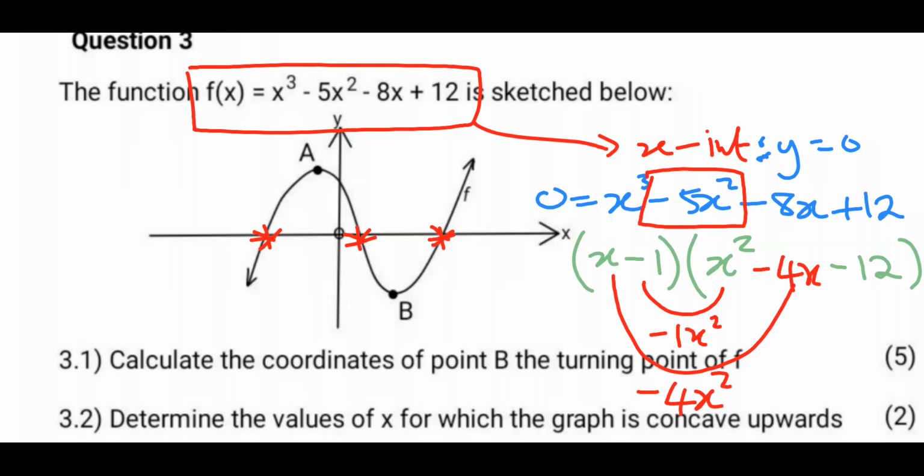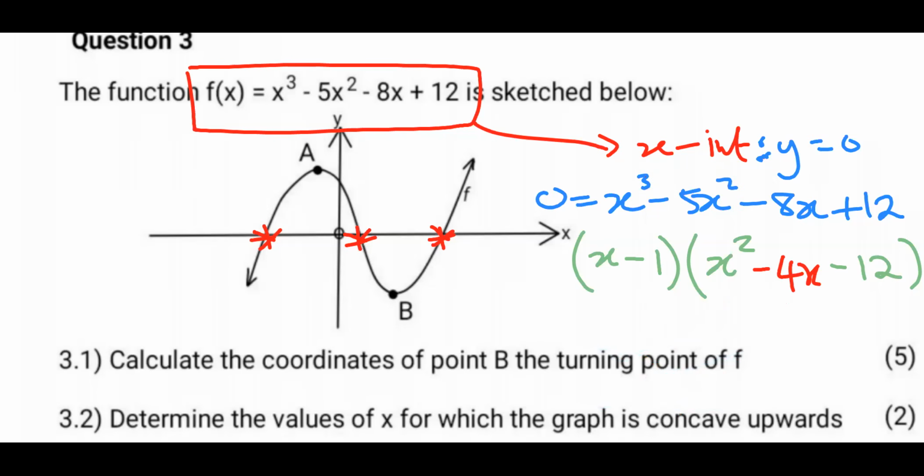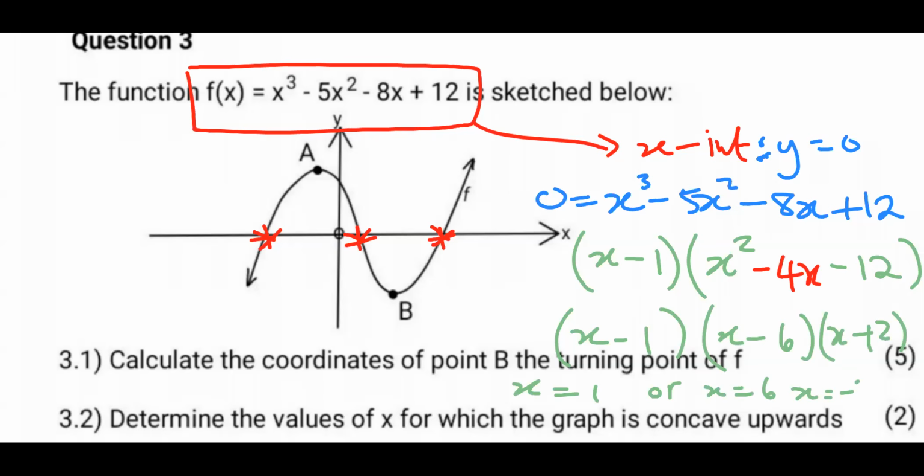Okay, and that's how you find that trinomial there. So now that you have that trinomial, you can just factorize that trinomial as well. Can we do that? We can factorize that trinomial. What are the factors of 12 that give us 4? 6 and 2. Yes. So you have x minus 6 and x plus 2. And there you go. So now your x-intercepts are 1, 6, and negative 2.